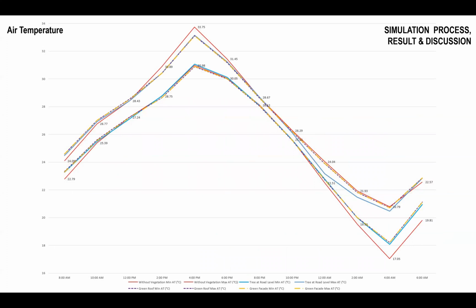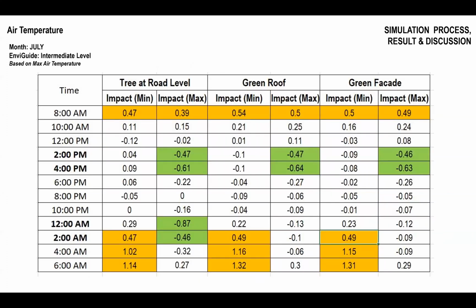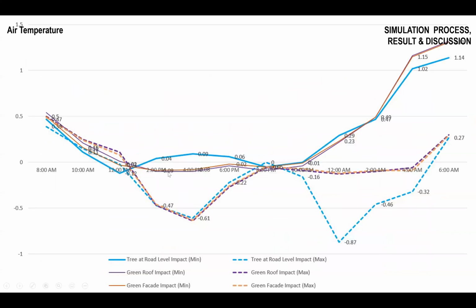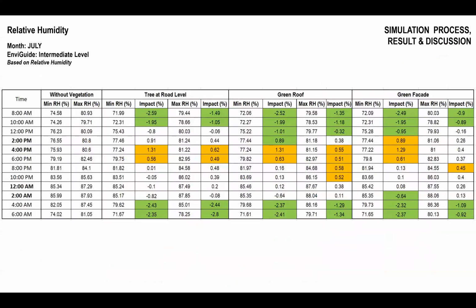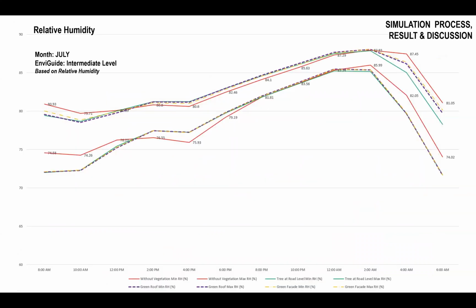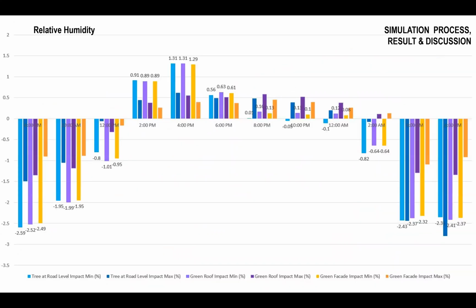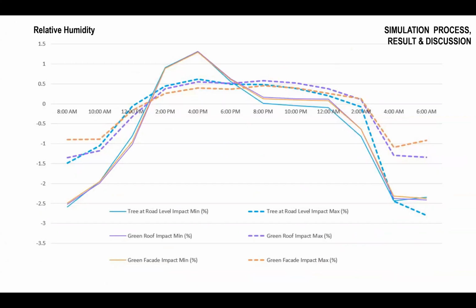So this is the trend, how it is changing over the time. And if we see the both maximum and minimum, we can see for certain time, it is like reducing the temperature below 0. And the same thing is done for relative humidity. And here is the pattern of relative humidity, how the intervention is effective. And we can see it increases the temperature from 2 p.m. to 12 a.m. and rest of the time it reduces. So this is the pattern the intervention is creating.